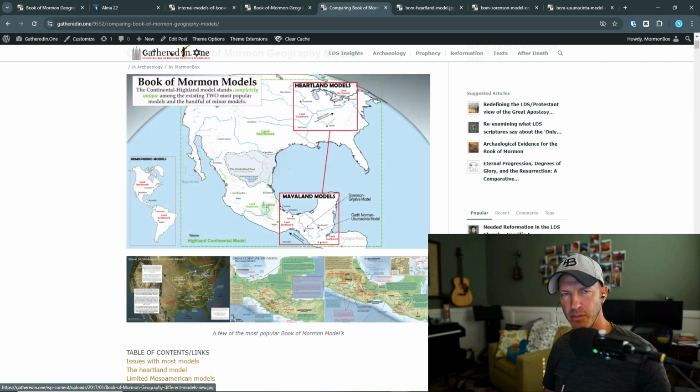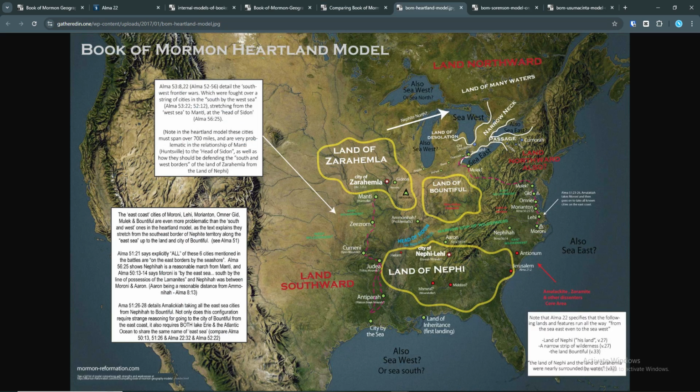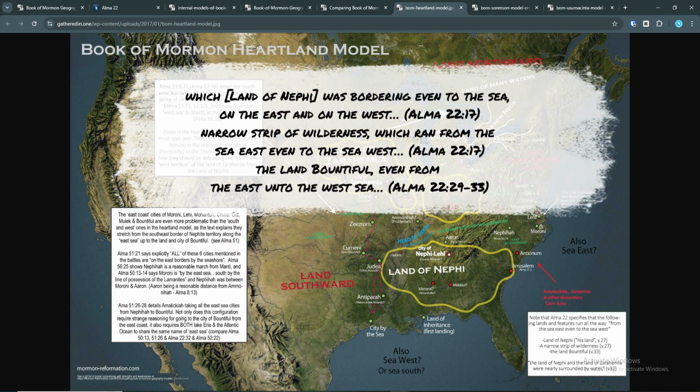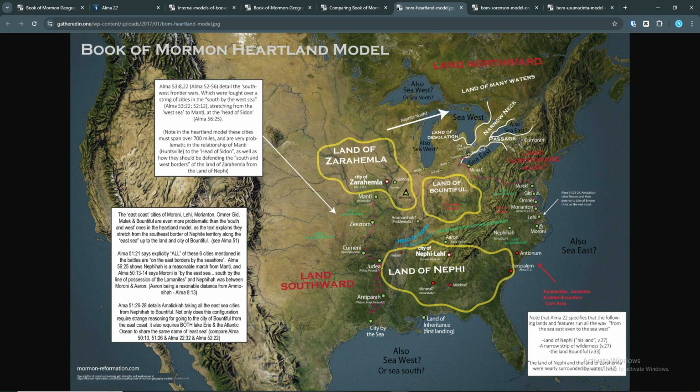But now let's compare that to some of these models, like the Heartland Model and the Meso models. So here in the Heartland Model, here's our land of Nephi, right? Most groups that do Heartland modeling agree that the land of Nephi stretches from Tennessee southward. So here's our East Sea, but where is our West Sea? Because it says that it stretches from the sea east to the sea west. So we have to do a little bit of fudging here, and assume that somehow the Caribbean was both a South Sea and a West Sea, right?